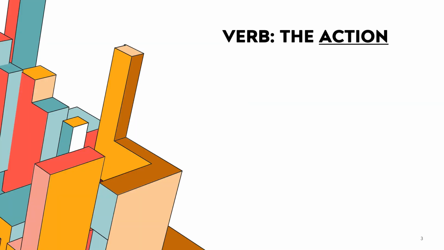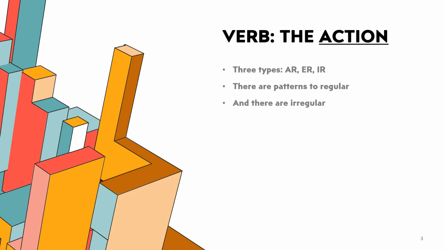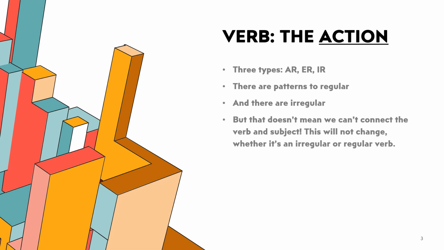So knowing that, let's talk about the verb for a minute. The subject is the person doing the action. The verb is the action itself. Some quick things about the verb is there are three types. There's the AR verb, the ER verb, and the IR verb. There are patterns to regular verbs. The AR, ER, IR, there are many, many regular verbs, but there are also irregular verbs, meaning they don't follow that same pattern. And we'll look at three of those irregular verbs today.